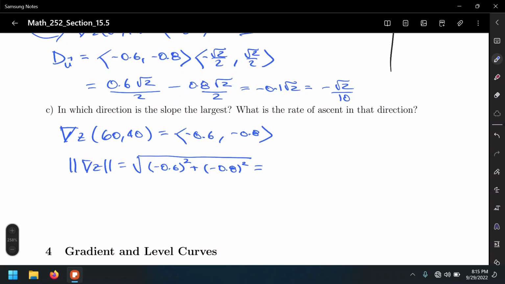Alright, so 0.6 squared, that's 0.36 plus 0.64, that's the square root of 1 inside, which is 1. So rise 1, run 1, that's the steepest slope in this hill. So it's a good one to hike, I guess, right? It's not too steep.